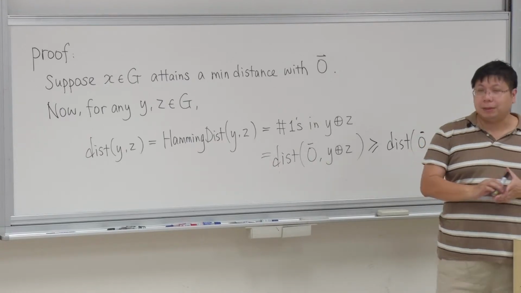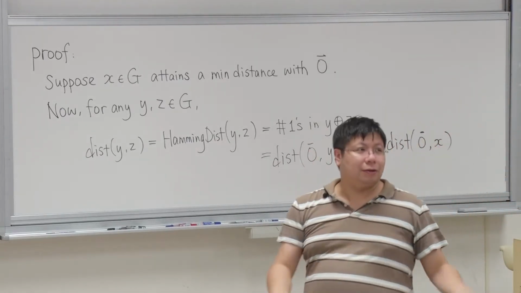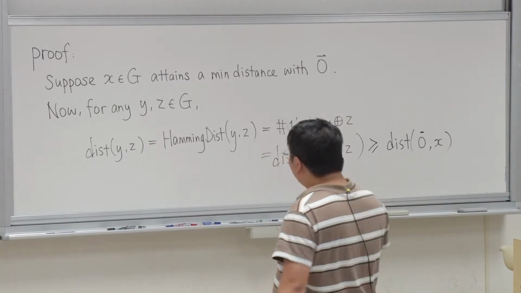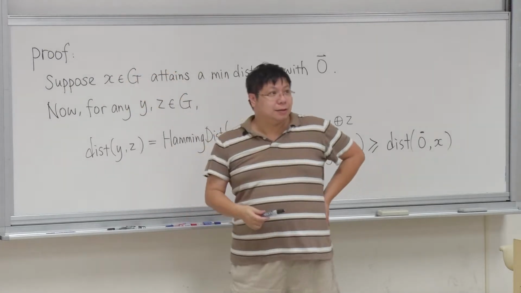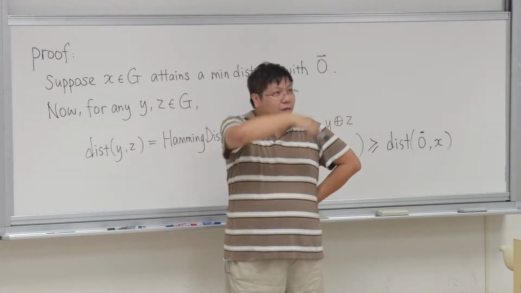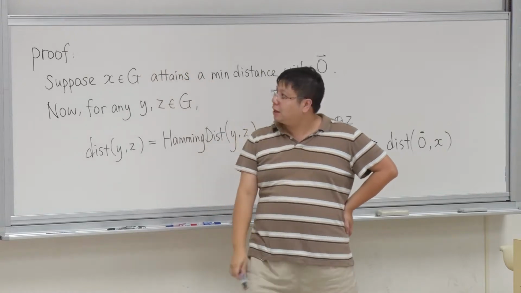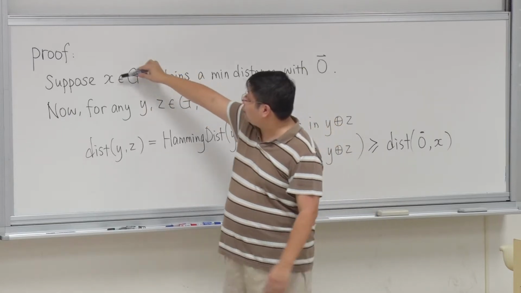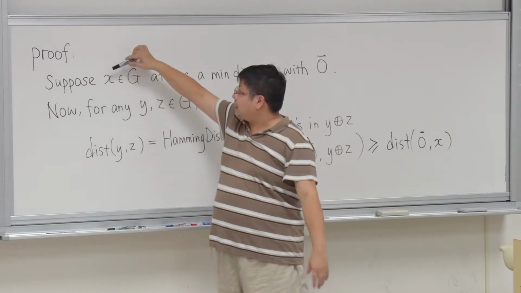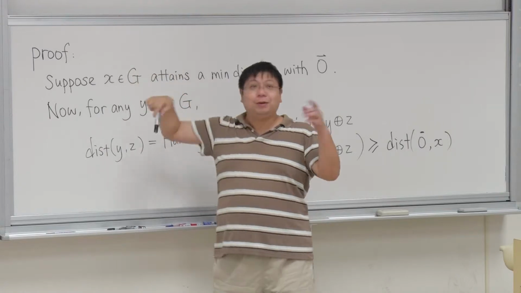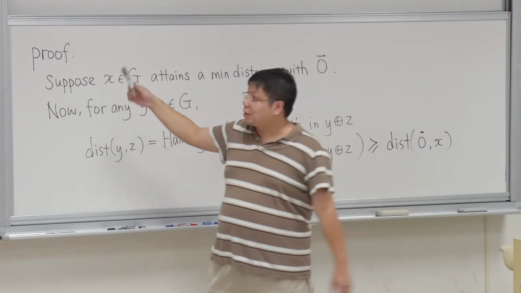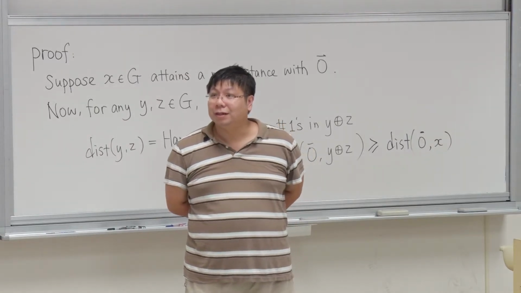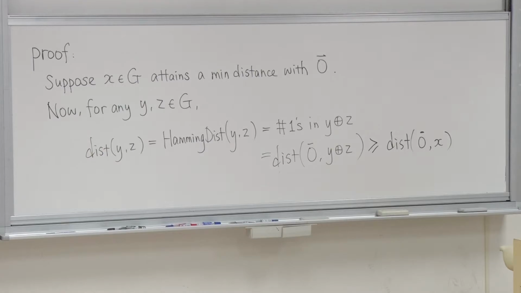Okay? So that means for any code word that you take out, the exclusive or will contain at least as many ones as x has. But on the other hand, x is one of the code words in this set. So everyone has distance greater than or equal to x, and x has distance equal to the distance of x. So that means the minimum distance must be the same as the distance of x with 0. Is that okay? So we don't need to do all the pairwise comparison.